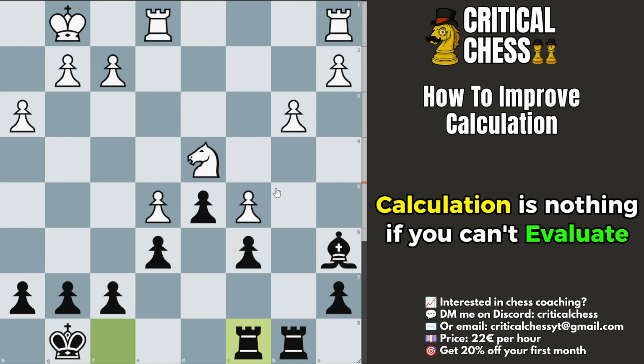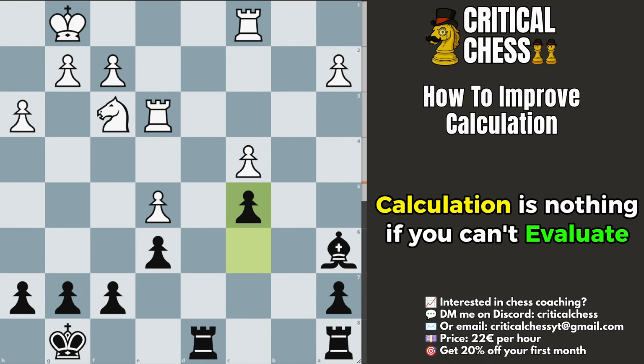But you need to have the ability to look at this position and determine that this position is much worse for black, and then you need to be able to determine that this position is about equalish. I understand that this is not a simple concept. You can't just magically learn this in one day, because positional evaluation is a difficult skill to have.